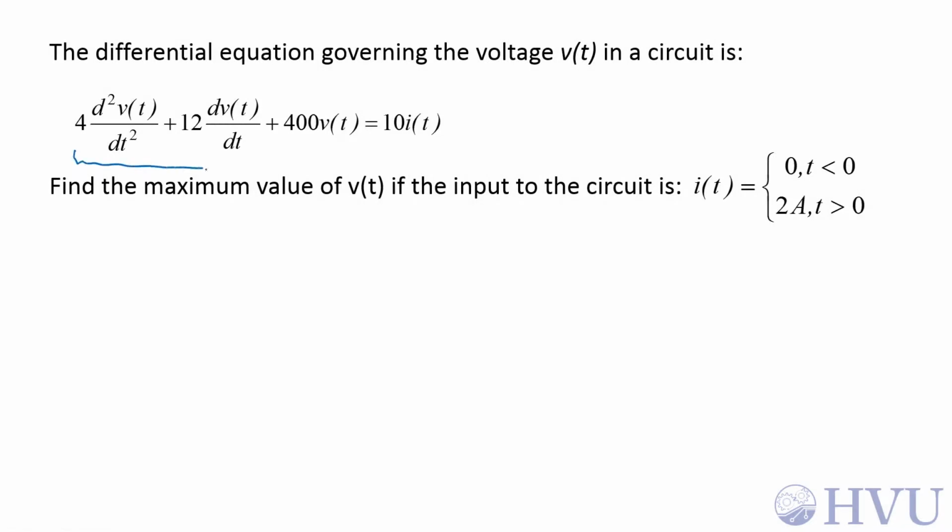We're given the differential equation governing a circuit. That circuit is subjected to a step input. I of t, the input, is 0 for t less than 0 and 2 amps for t greater than 0. What we want to find is the maximum value of v of t, so the peak value of v of t.